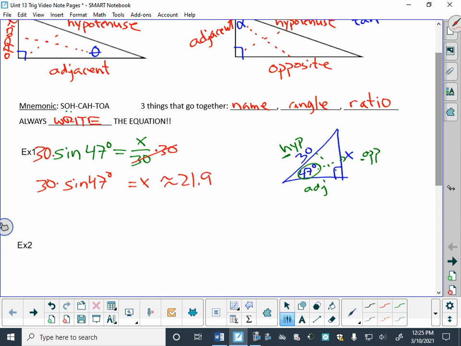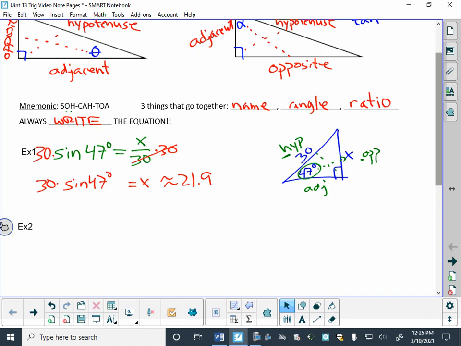They usually will give some kind of specification of how far to carry that out. I should always ask myself, does that number make sense in this problem? I know in a right triangle, the hypotenuse is the biggest side of the triangle. It's a 30, so I know that it should be a number that is smaller than 30, and it is. I'm pretty confident in that answer.